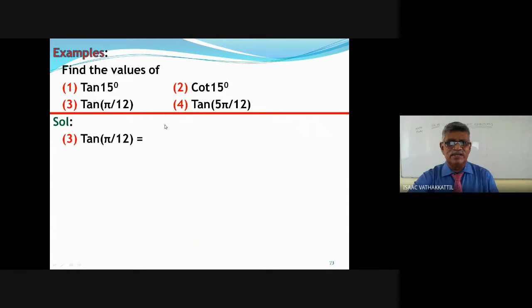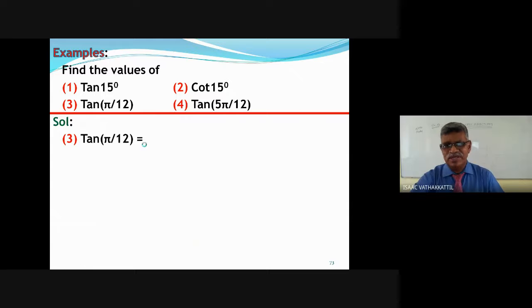Tan pi by 12. Can some of you tell me, what is tan pi by 12? Pi by 12 is 15 degrees in degrees. Tan 15 degrees and tan pi by 12 are one and the same, because pi is in radian, 180 by 12, that is 15. But once it is given in radians, you can go with the radians.